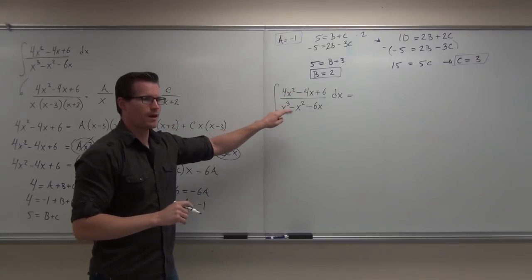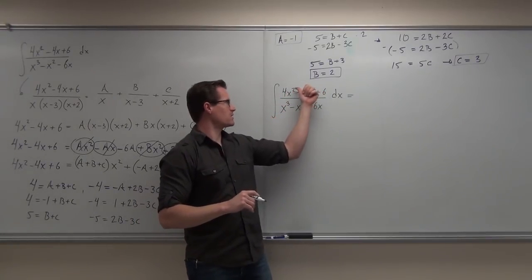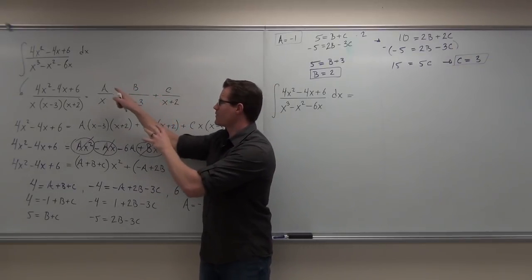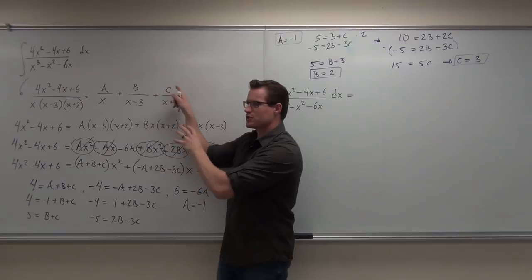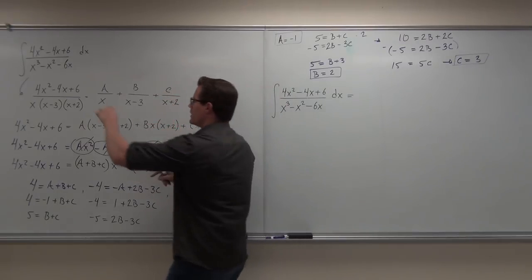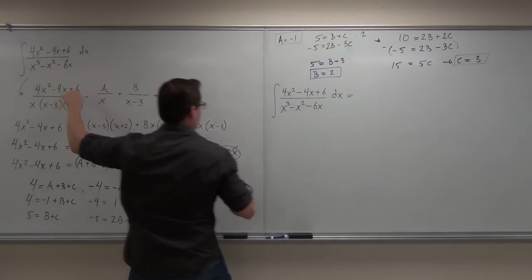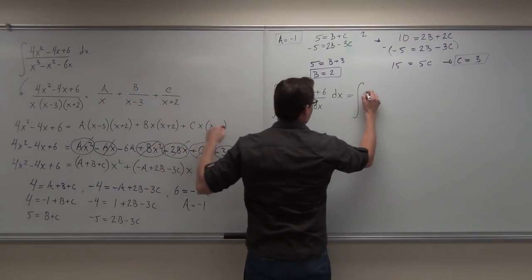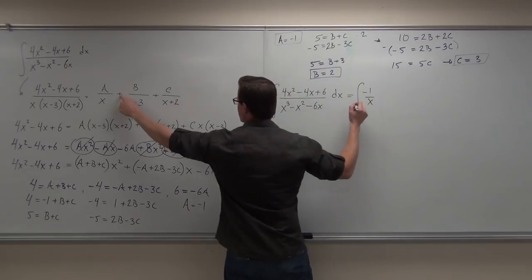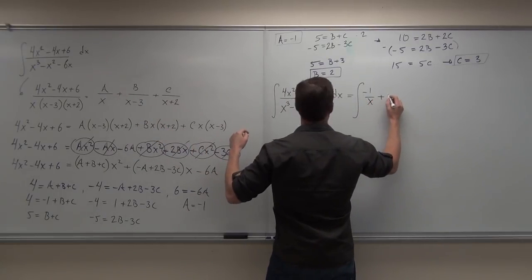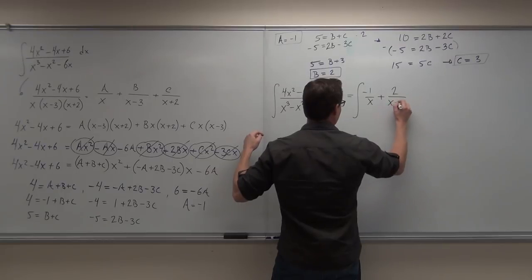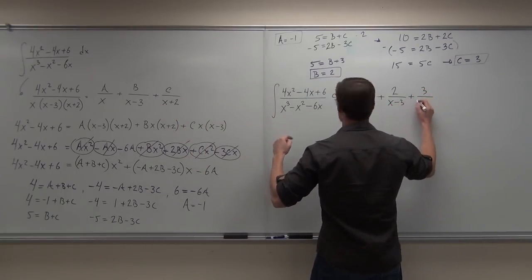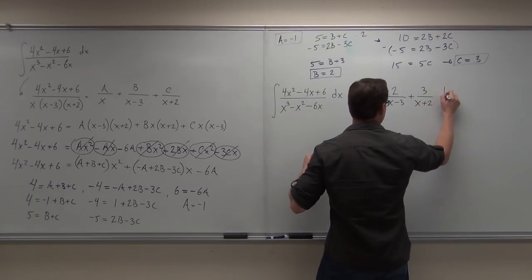Our original integral, because the degree of the numerator is less than the degree of the denominator, meant that I could do this. Because I did this, and now I found my coefficients, check this out, this is the awesome part. Now this integral becomes, how much is our a? Negative 1. Negative 1 over x, plus, how much is our b? 2. 2 over x minus 3. How much is our c? 3. Plus 3 over x plus 2 dx.